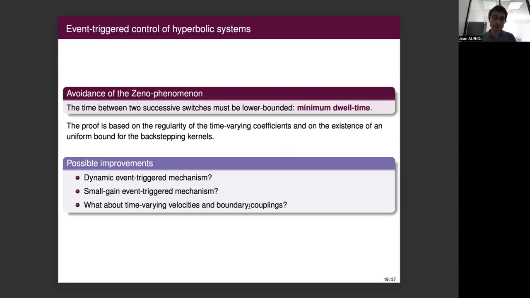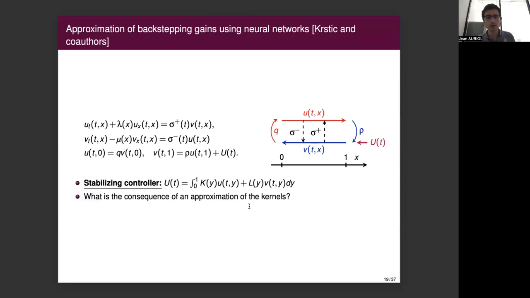And you have a lot of nice perspectives about dynamical event triggered mechanism, small gain event trigger mechanism, and also what about time varying velocities or boundary couplings. So time varying velocities are a bit tricky because you need to change the Lyapunov functional, and you do not have a lot of results for that, but technically it is still doable. Moreover, you can combine this strategy with the previous one to have an event trigger gain scheduled controller.